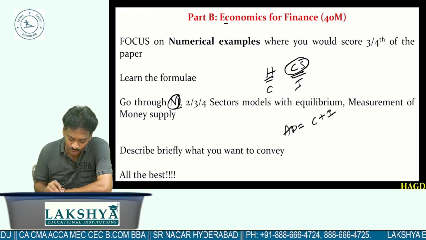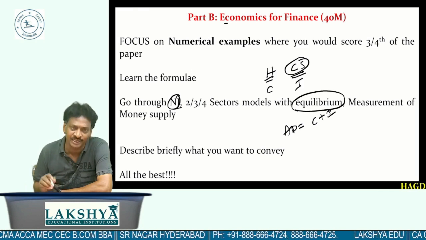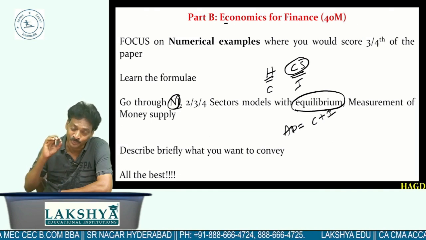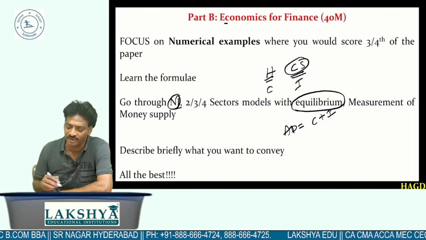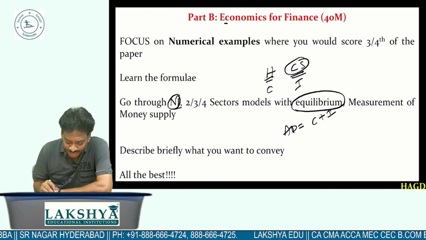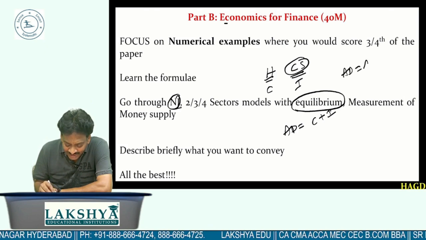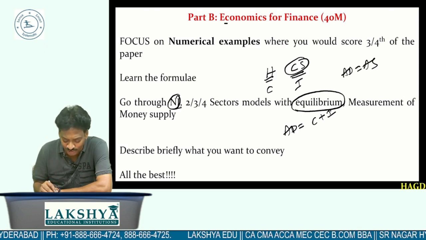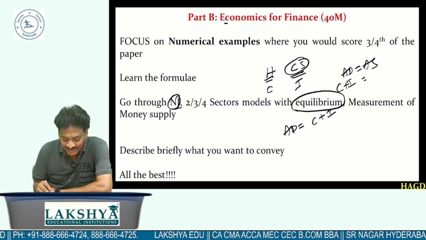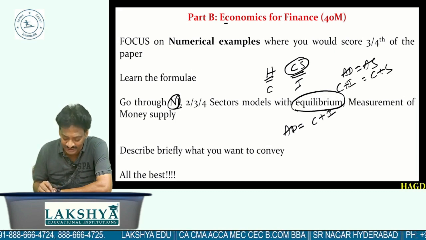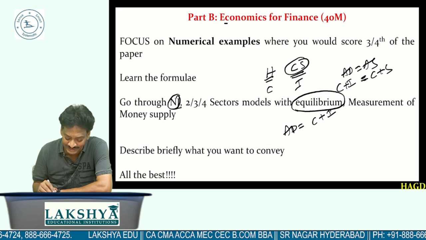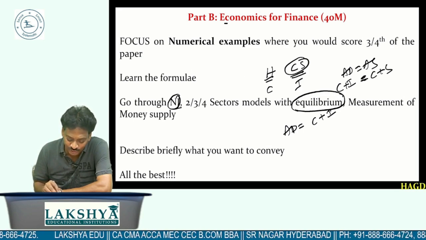Remember, we should always ensure that we find the equilibrium in the question itself, because most of the time the question is about equilibrium. How to find the equilibrium? Equilibrium can be achieved only when AD is equal to AS. In a two-sector model, AD is equal to C plus I, AS is equal to C plus S. That means C plus I curve should intersect C plus S so as to find out the equilibrium.